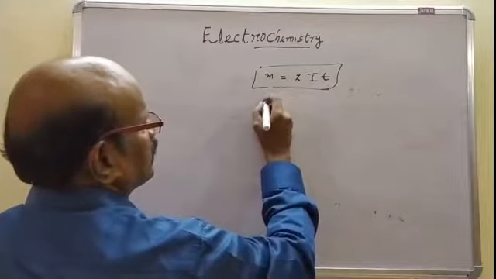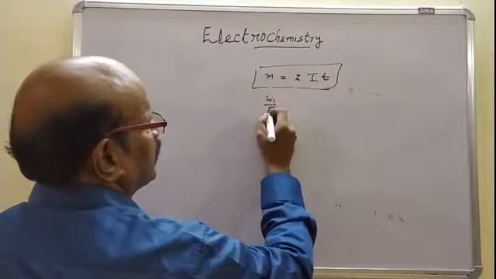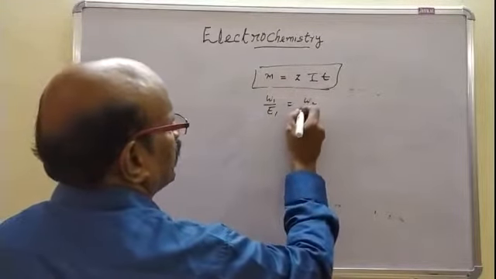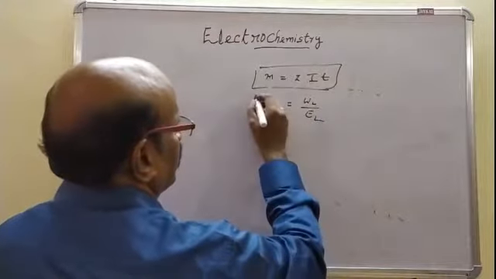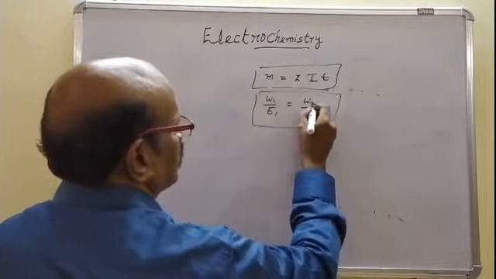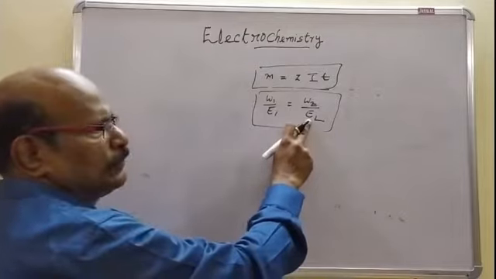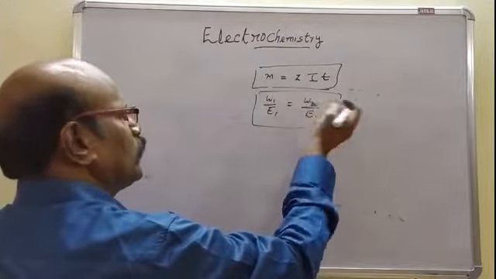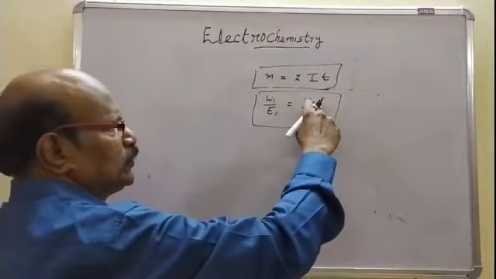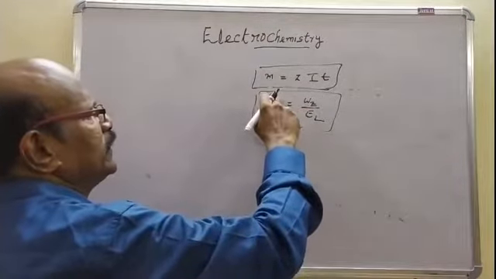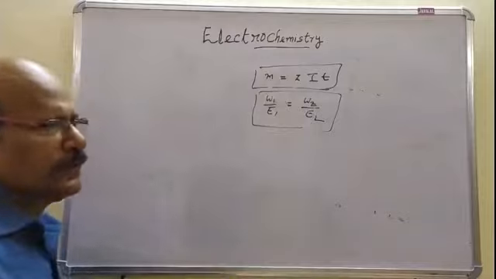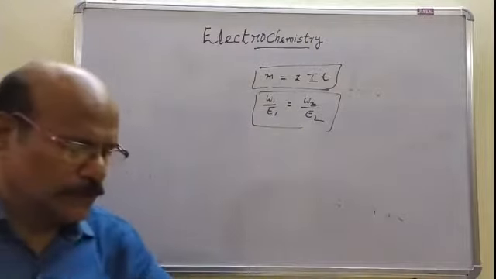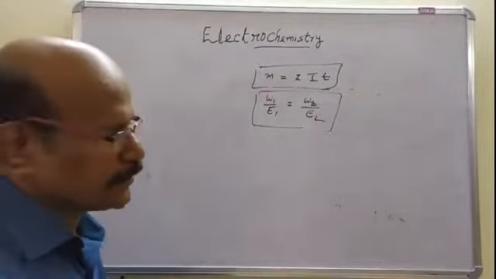And second is W1 by E1 is equal to W2 by E2. Based on this equation, you can calculate E2 by knowing W1, E1 and W2. Or you are asked to calculate W2 provided you are given W1, E1 and E2. This type of problem you work out using your textbook.